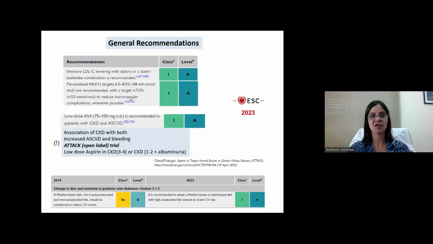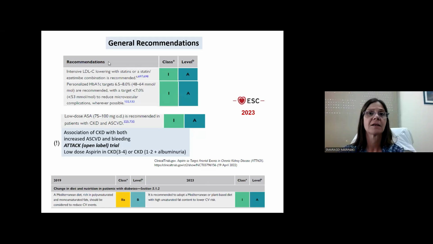The general measures, I have already mentioned all the lifestyle modifications, and I start with a change in diet and nutrition. As you can see, this is a revised guideline if we compare it to the 2019 guidelines, and now it is strongly recommended to adopt a Mediterranean or plant-based diet in diabetic patients, but this also, of course, applies to patients with CKD, especially those with obesity and metabolic syndrome.